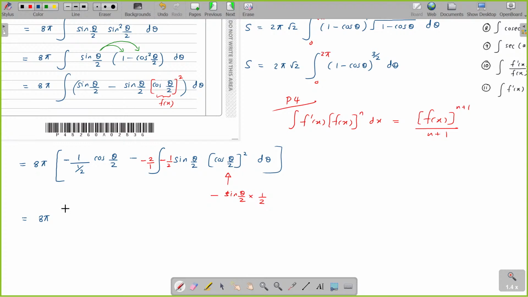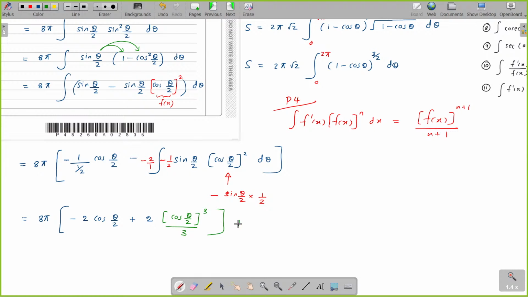So 8 pi, this part I have already done the integration. 1 over half is 2 cos theta over 2. Are you with me? This is minus, minus plus 2 over 1, and then let's perform the integration. How does the integration work? Perfect f dash x with fx to the power n. You have to add 1 to the power of your fx and divide. So this is going to be cos theta over 2 to the power 3 divided by 3, because you just directly follow the rule. You don't need to put any other coefficients. Just go with the rule.